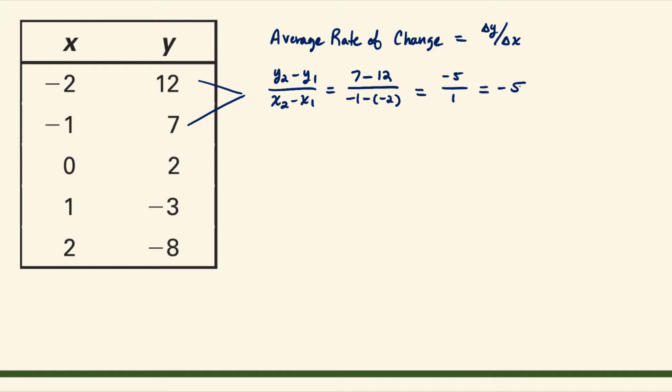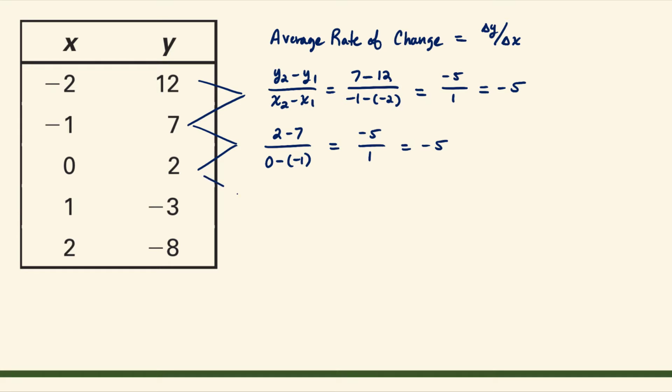We continue this process looking at every pair of consecutive data points. Let's look at the second and third data point. Using the slope formula, we would have 2 minus 7 divided by 0 minus -1. This fraction simplifies to -5 over 0 minus -1, which is +1, again resulting in -5, the same average rate of change as we calculated with the first set of data points.